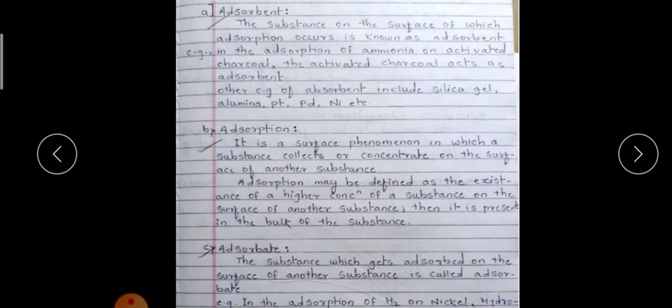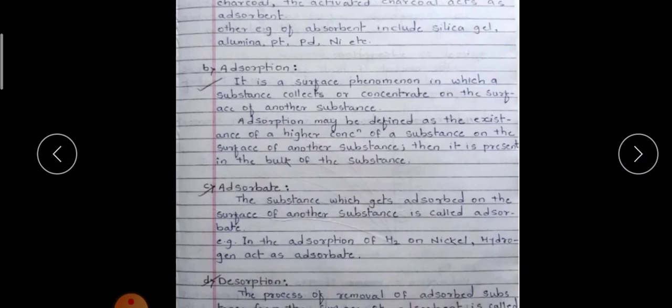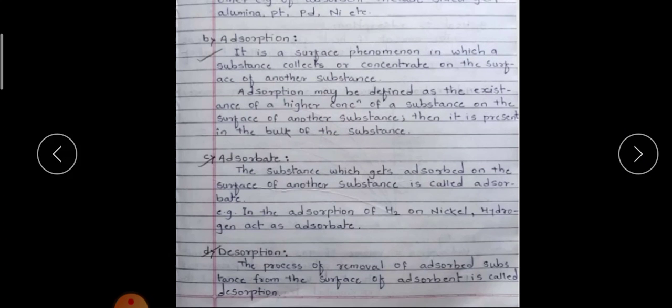Adsorbate, same way, is the substance which gets adsorbed on the surface of another substance. Adsorbate, that you have to see, examples will be there. Adsorbent includes silica gel, alumina, platinum, palladium. You have to remember. In the definition of desorption, the process of removal of adsorbed substance from the surface of the adsorbent is called desorption. The MCQs will be like that.